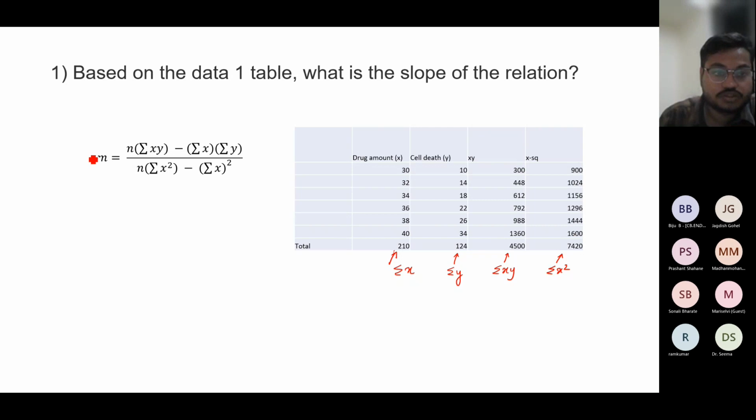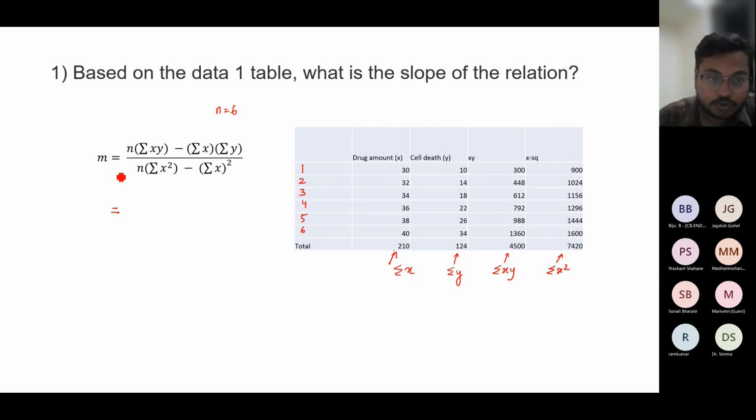Now we'll put it into this formula. Slope is given by n, where n is the number of data points. We have in total 1, 2, 3, 4, 5, 6 data points, so n here will be 6.